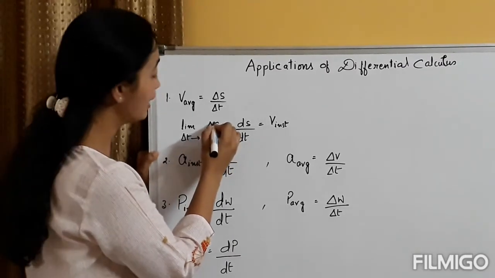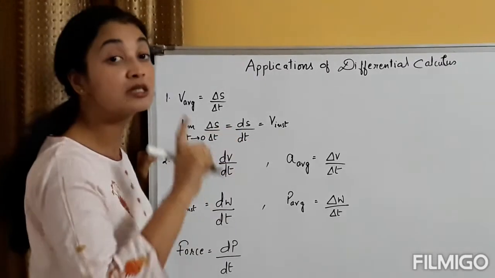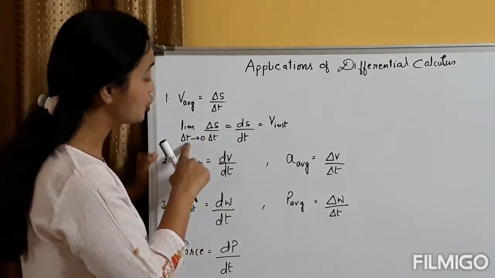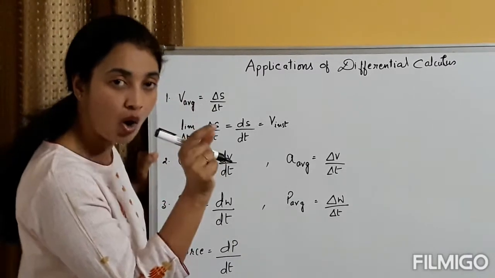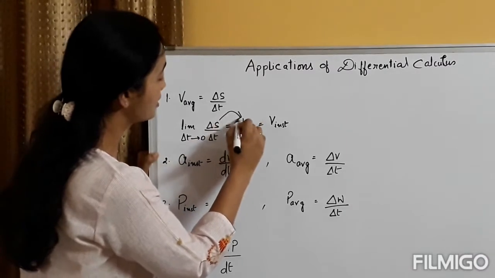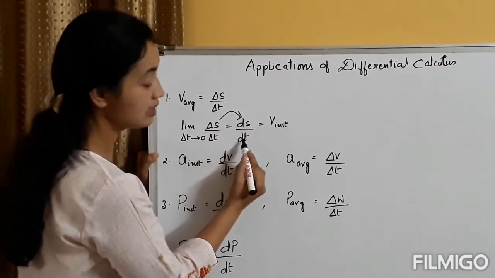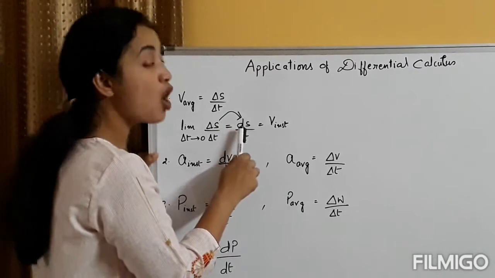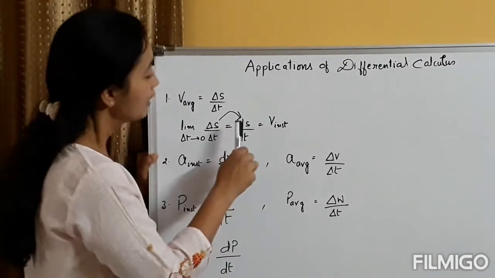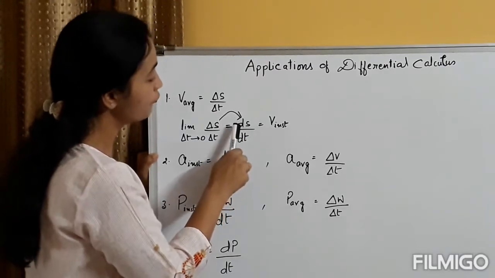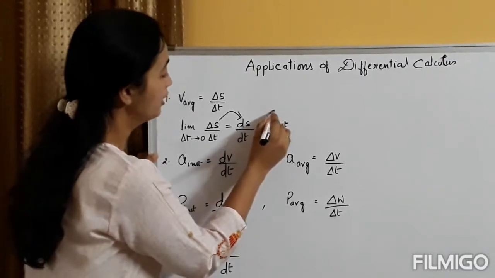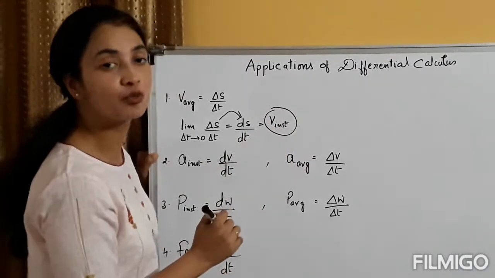I told you in the beginning itself that delta S represents a big change in S, and this represents a big change in T. But when the change in T is very small and approaches 0, then this term becomes equal to dS by dt. How do we read it? We read it as small change in S with respect to small change in T. And we call it the rate of change of displacement with respect to time. And this is how we define instantaneous velocity.